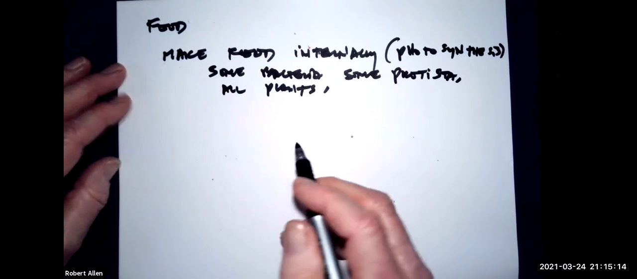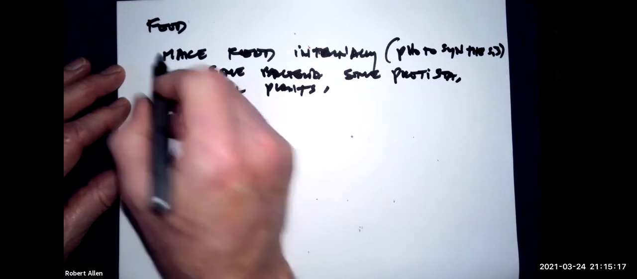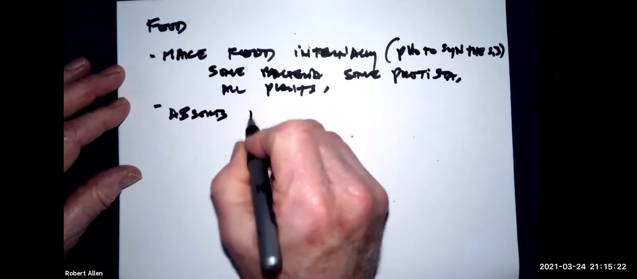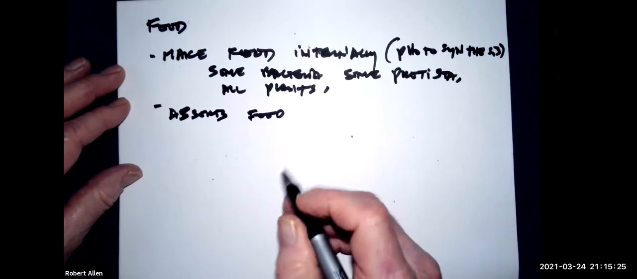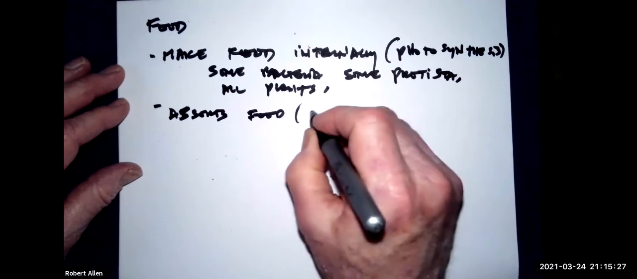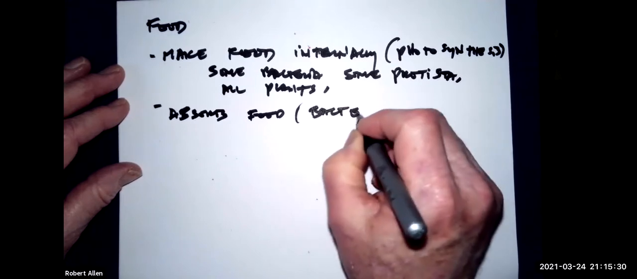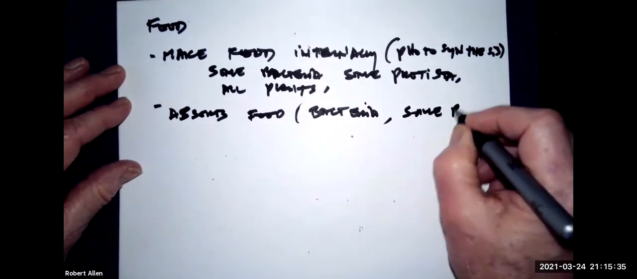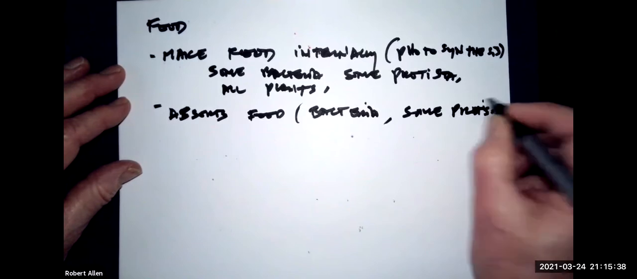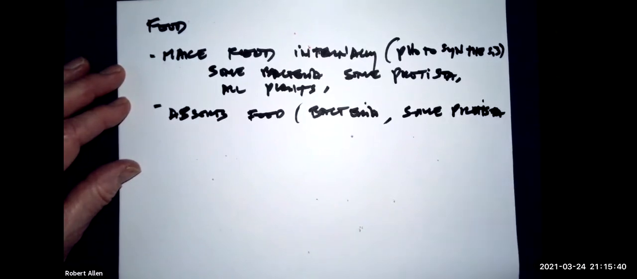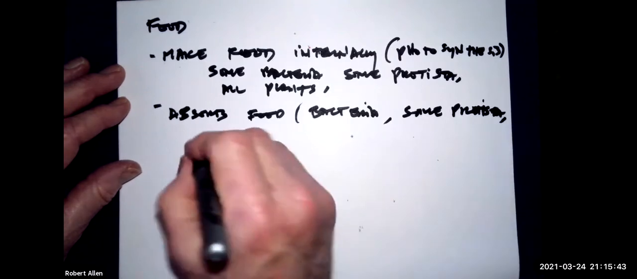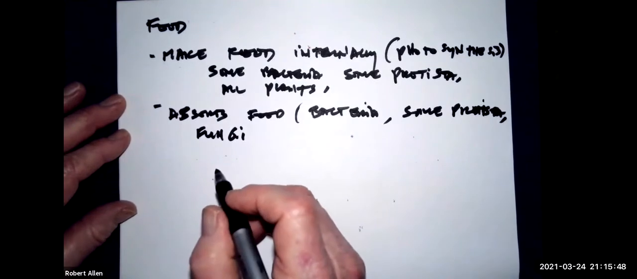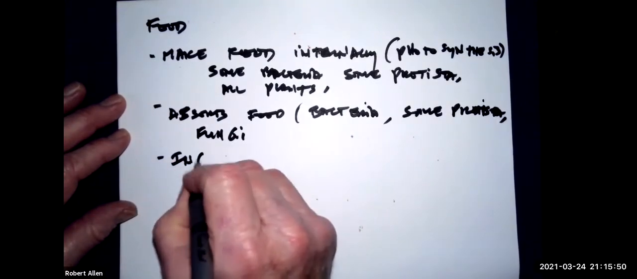All right, so we have make food, or they can absorb food right through the body wall. So here we have bacteria, all bacteria can do that. Some protista, and fungi. There we go. And the last is they can ingest their food.